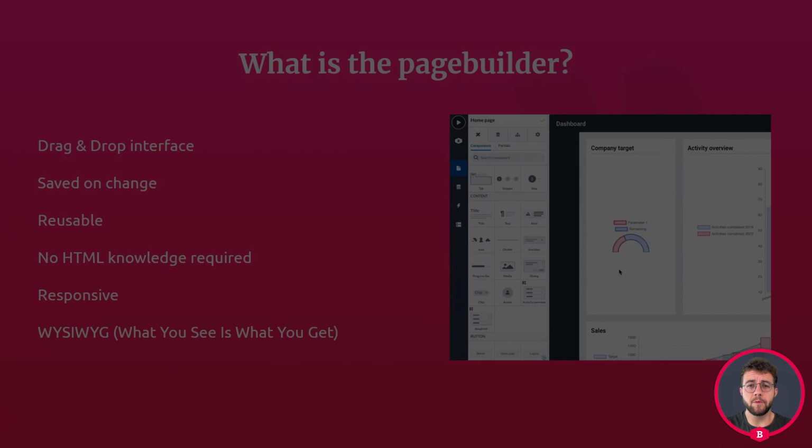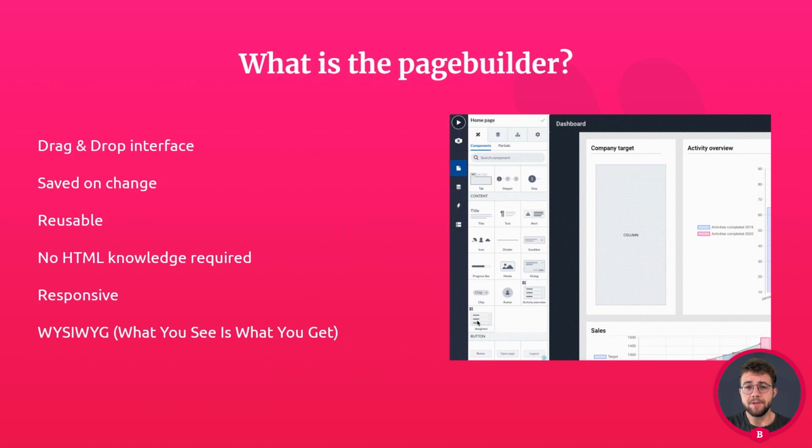Let's quickly go over what the Pagebuilder was. The Pagebuilder is a drag and drop interface, saved unchanged, reusable, no HTML knowledge required, responsive, WYSIWYG Pagebuilder. This means that you can drag and drop components on the page and it's saved unchanged. So the moment you drop something on your page, it is saved. You don't need to know any HTML to get started, and it's responsive. So that means that you can make it look cool on phone while also making it look really neat on your laptop view.